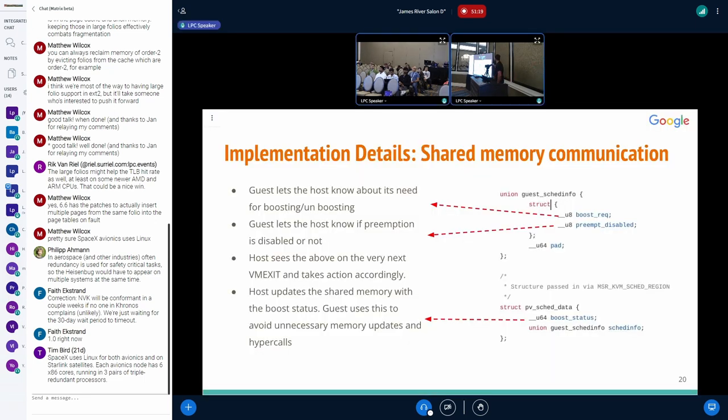So here's some info about the shared memory implementation. Basically, we have three fields in the structure that the guest allocates. We have the boost request, we have the PM disabled field, and then we have whether the vCPU thread is actually boosted or not. So for example, if the vCPU was already boosted, then we don't need to do anything in different paths. Like, if it was never boosted, then we don't need to do the unboost hypercall. So it basically keeps track of whether the host has boosted us or not.